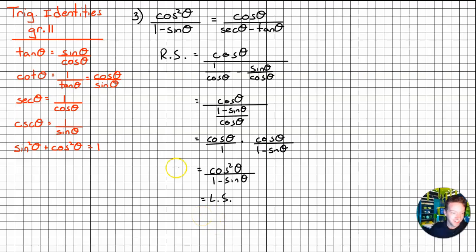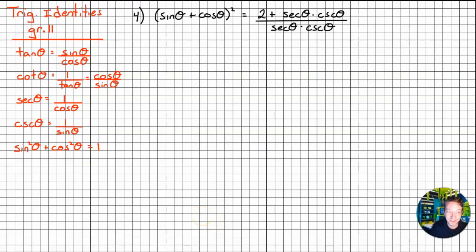Not so bad. Let's try some harder ones. This one. Which side do you want to start with? Let's start with the right side. And we'll change anything that's not sine and cosine into sine and cosine. So we have secant, which is 1 over cos theta, times cosecant, which is 1 over sine theta.